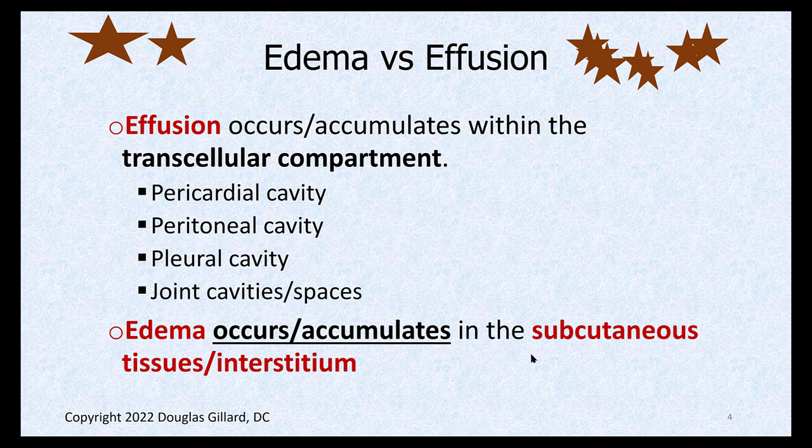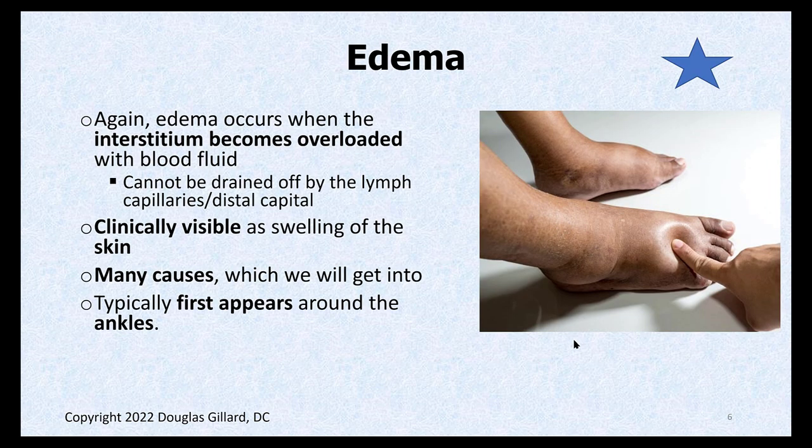Edema occurs mainly in the subcutaneous tissue, the third layer down of the skin: epidermis, dermis, subcutaneous tissue, a.k.a. hypodermis, a.k.a. subcutis. Lots of a.k.a.s for this third layer down. Okay, let's get into edema a little deeper.